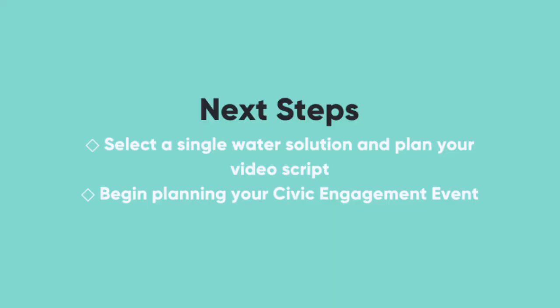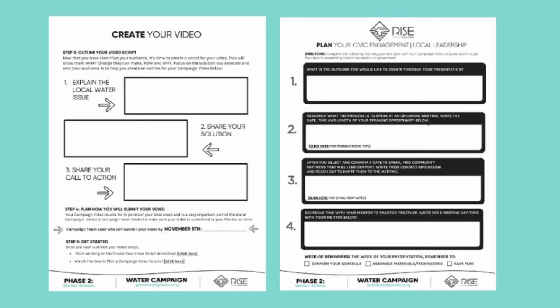Narrow down your team's ideas to one water solution and complete the Create Your Video Script worksheet to begin planning your video, which you will film during phase 3. Start planning for your civic engagement event when you will share your solution with your community by completing your selected Plan Your Civic Engagement worksheet. You will present your solution to your community or local leaders during phase 4, but it's important to plan ahead of time.